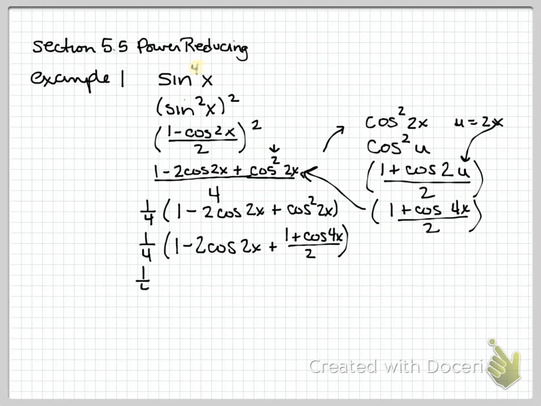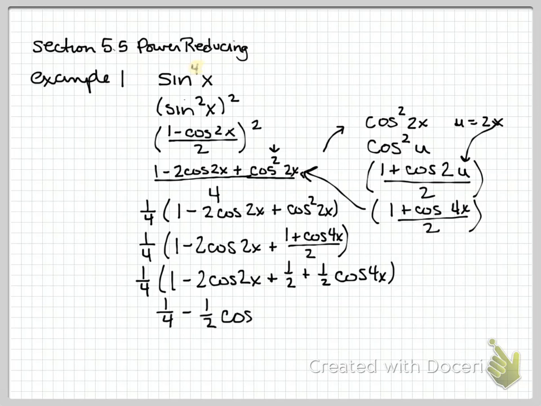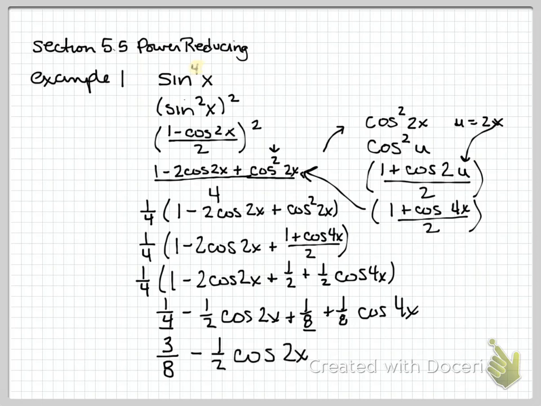Before I distribute the 1/4, I'm going to split my fraction up here to be 1/2 plus 1/2 cosine of 4x. That way I don't forget, when I distribute the 1/4 to simplify everything, that I actually have two things there. So then distribute the 1/4, I get 1/4 minus 1/2 cosine 2x plus 1/8 plus 1/8 cosine of 4x. Now I'm just going to combine the 1/4 and the 1/8, and I get 3/8 minus 1/2 cosine of 2x plus 1/8 cosine of 4x. I've simplified it down. I have no more exponents, and we're done.